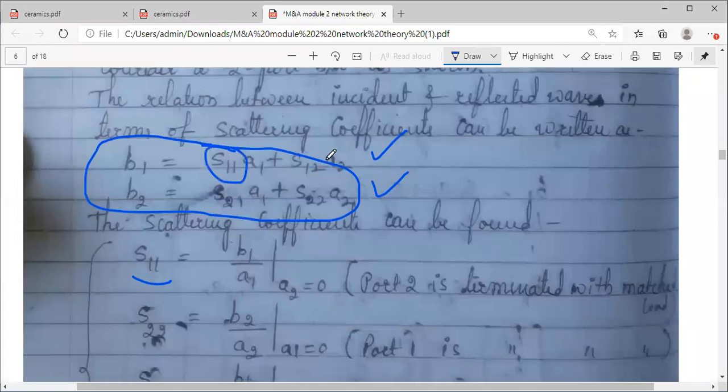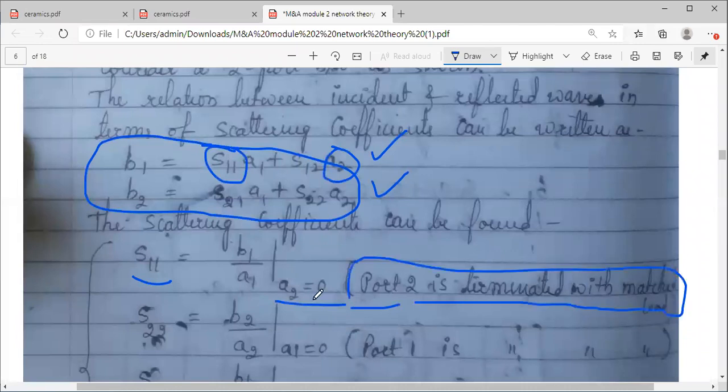So what I can do here, I can make A2 equal to 0. That is port 2. A2 equal to 0 means port 2 is terminated with a matched load. If I take this, then I will get S11 as B1 by A1. So what is B1 by A1?